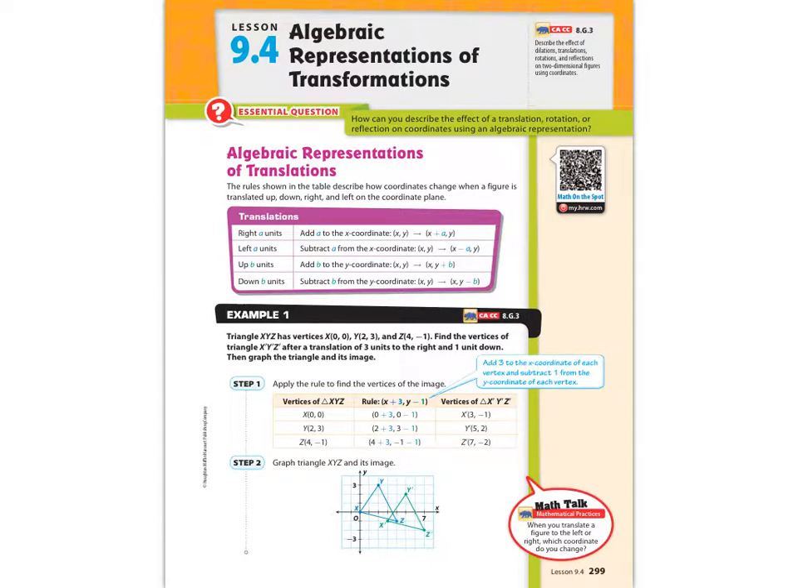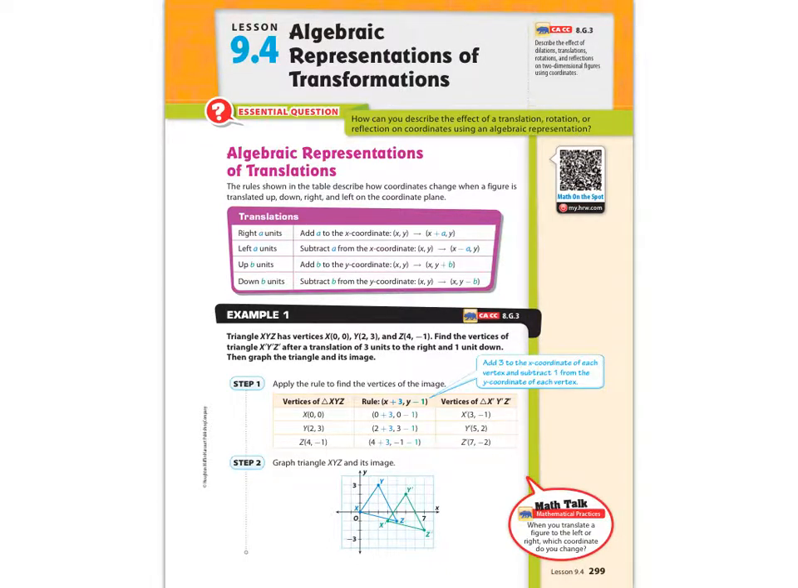So our standard up at the top right is 8.G.3. And our essential question: how can you describe the effect of a translation, rotation, or reflection on the coordinates using an algebraic representation? So algebraic just means we're going to be using some variables here.